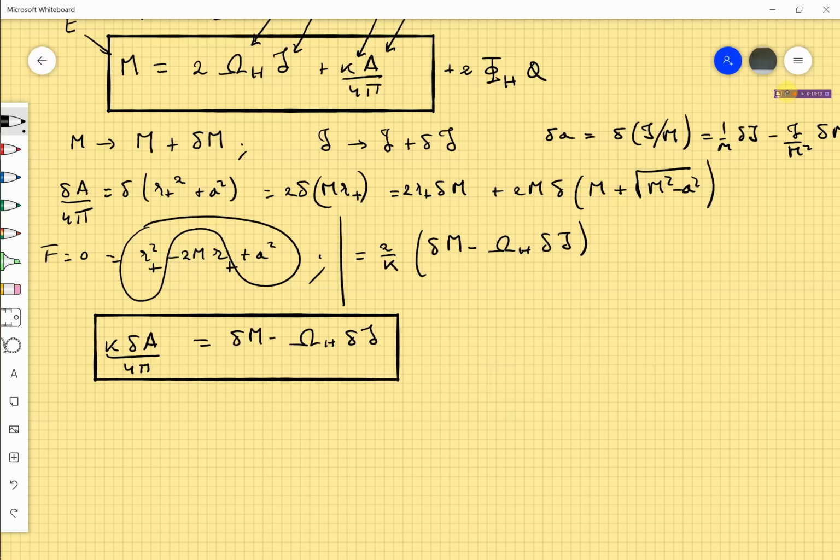first of all, you have to observe that according to Hawking's theorem, this is a positive quantity. So if there are changes of the mass and changes of the angular momentum, this combination always has to be positive because of this Hawking theorem.